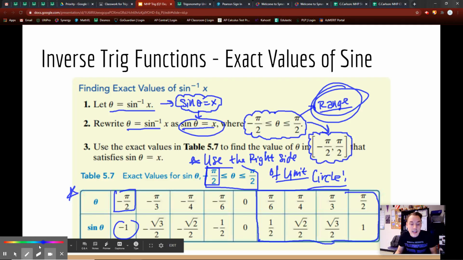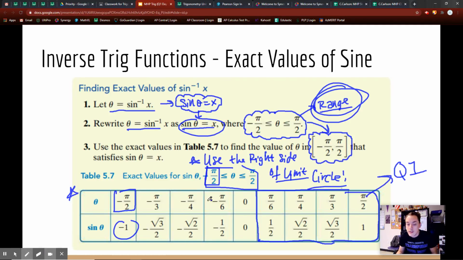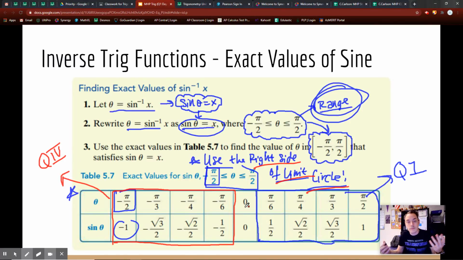So what does this mean, guys? What I boxed is quadrant 1, and right here in red is quadrant 4. Both quadrant 1 and quadrant 4 make up the right side of the unit circle. And of course, this is a quadrantal angle: sine of 0 gives me 0 degrees or 0 radians. I hope that makes sense.